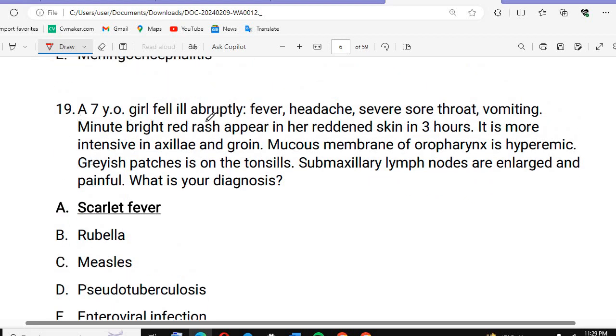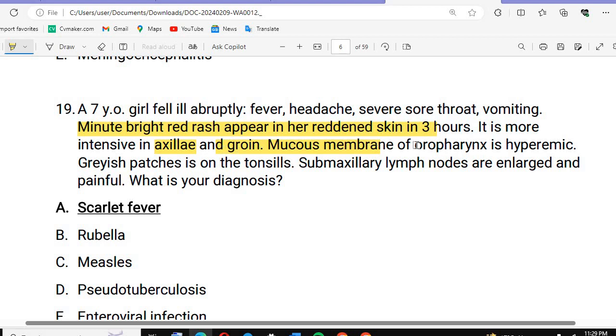See, a 7-year-old girl fell ill immediately. Fever, headache, sore throat, and vomiting. A minute bright red rash appears on her reddened skin within 3 hours. It is more intense in the axilla and the groins. You can also write in your notebooks, in scarlet fever, the rash is more intensive in the axilla and groin regions.